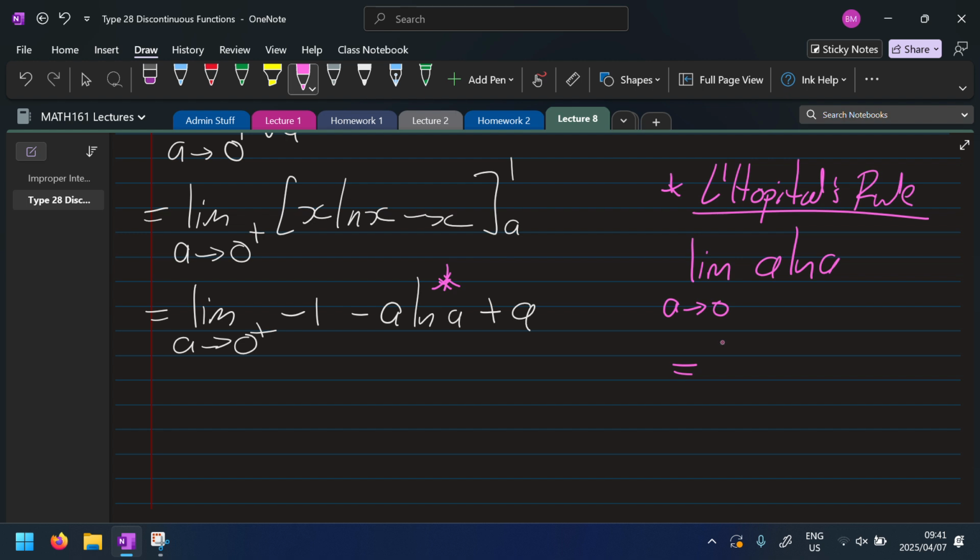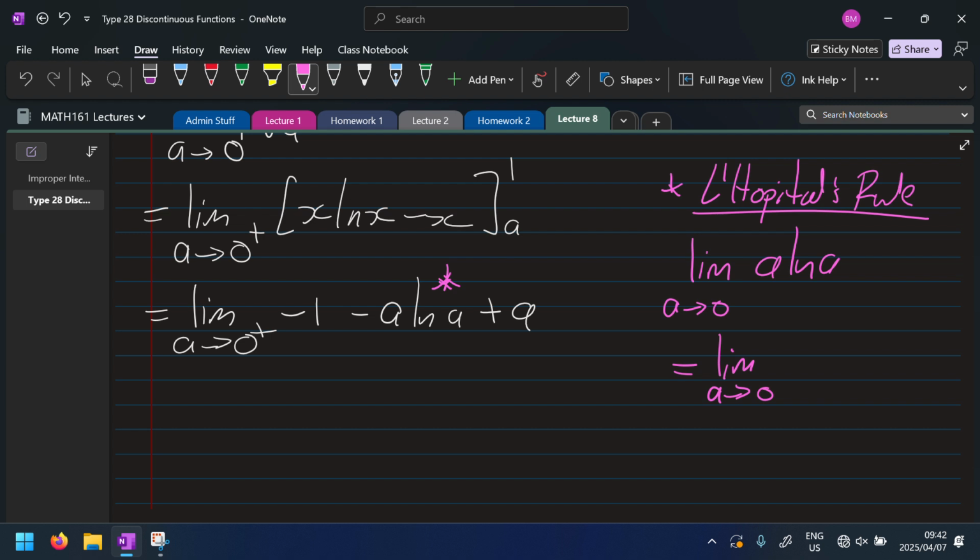So instead, we're going to write this as the limit as a goes to 0 of what? You want some extra marks? How do we convert this to the infinity over infinity or 0 over 0? What do we do? Yep. Put it in the bottom. Yeah, good.